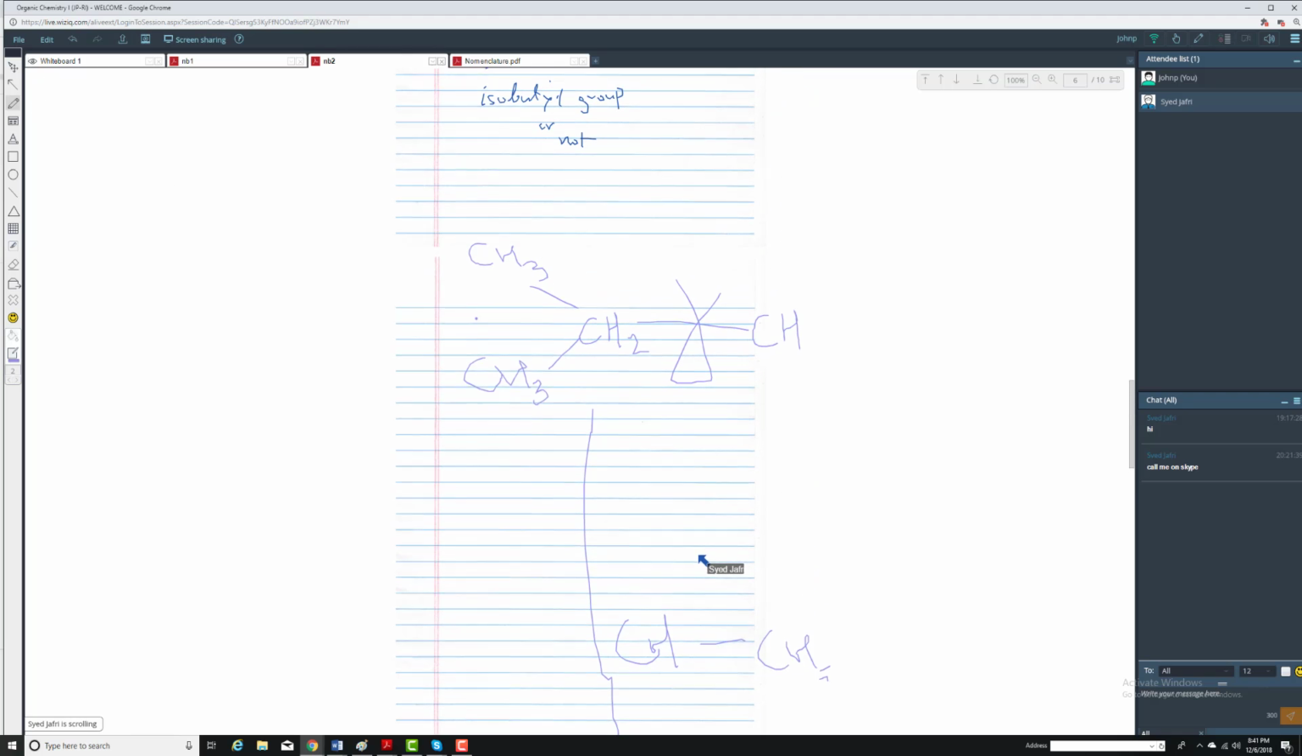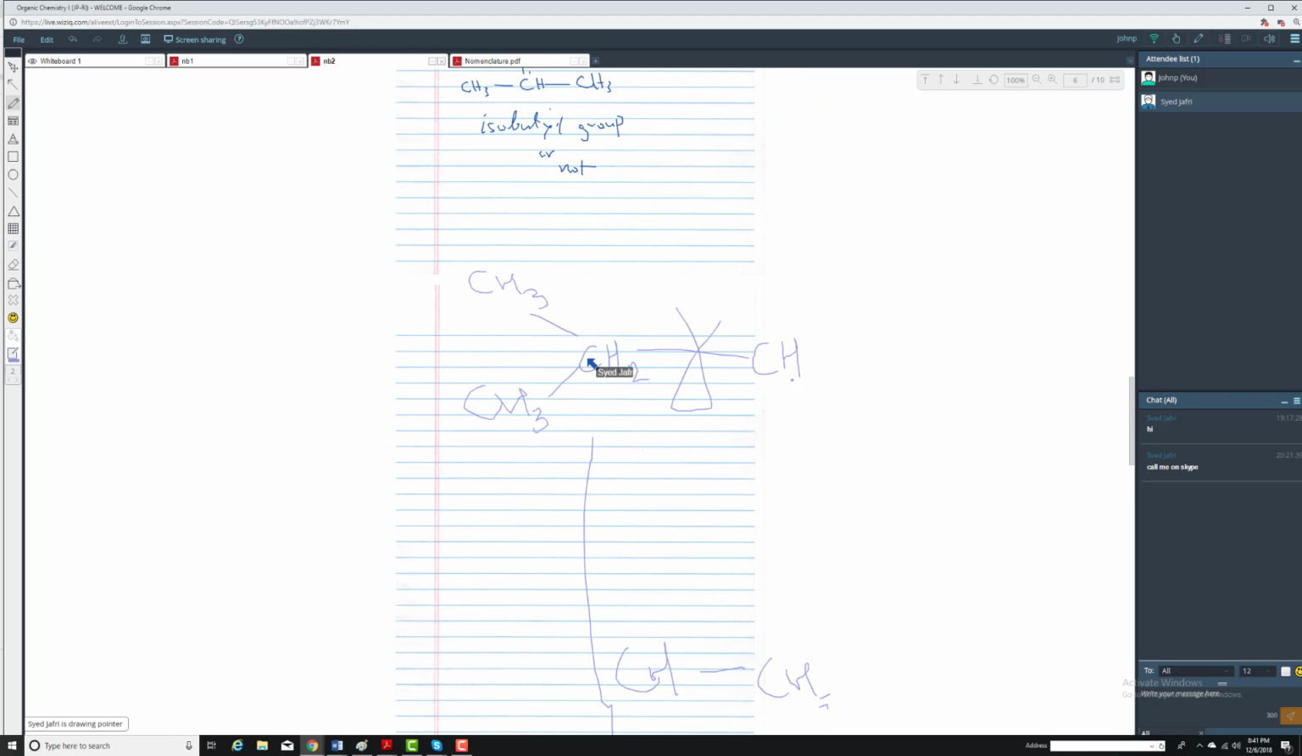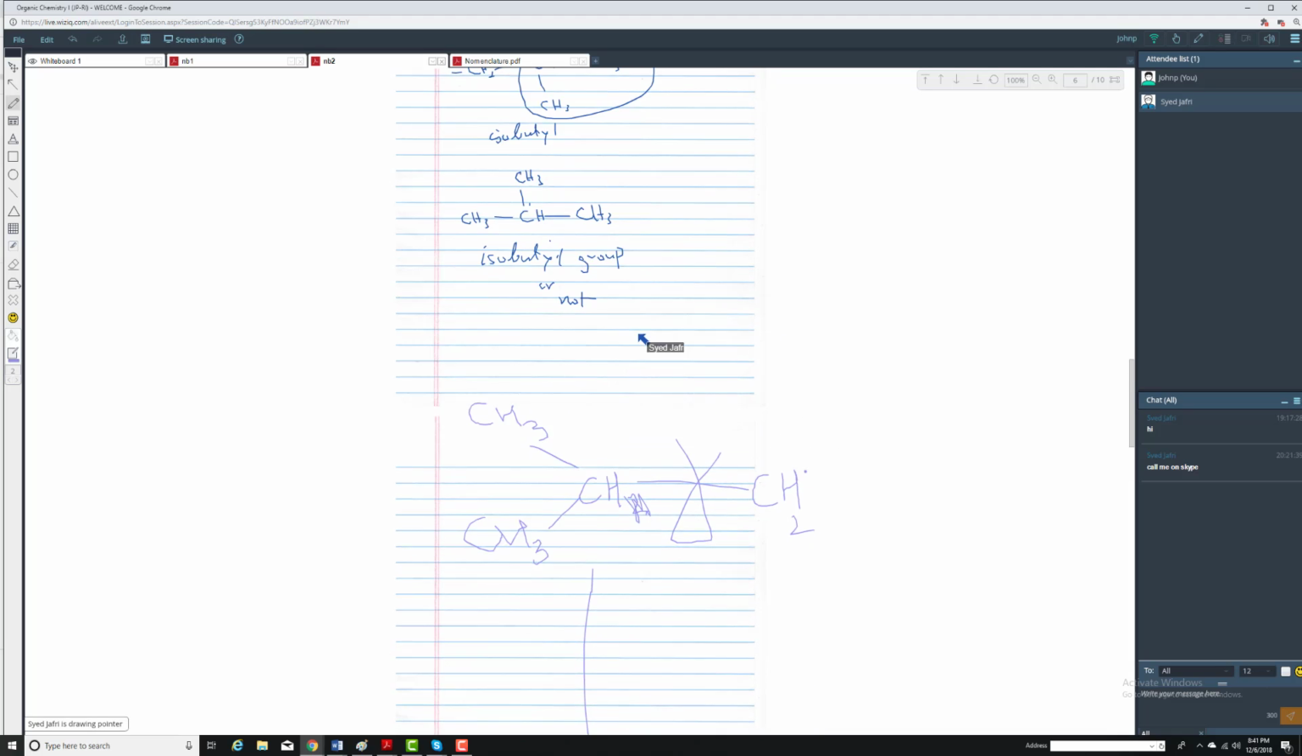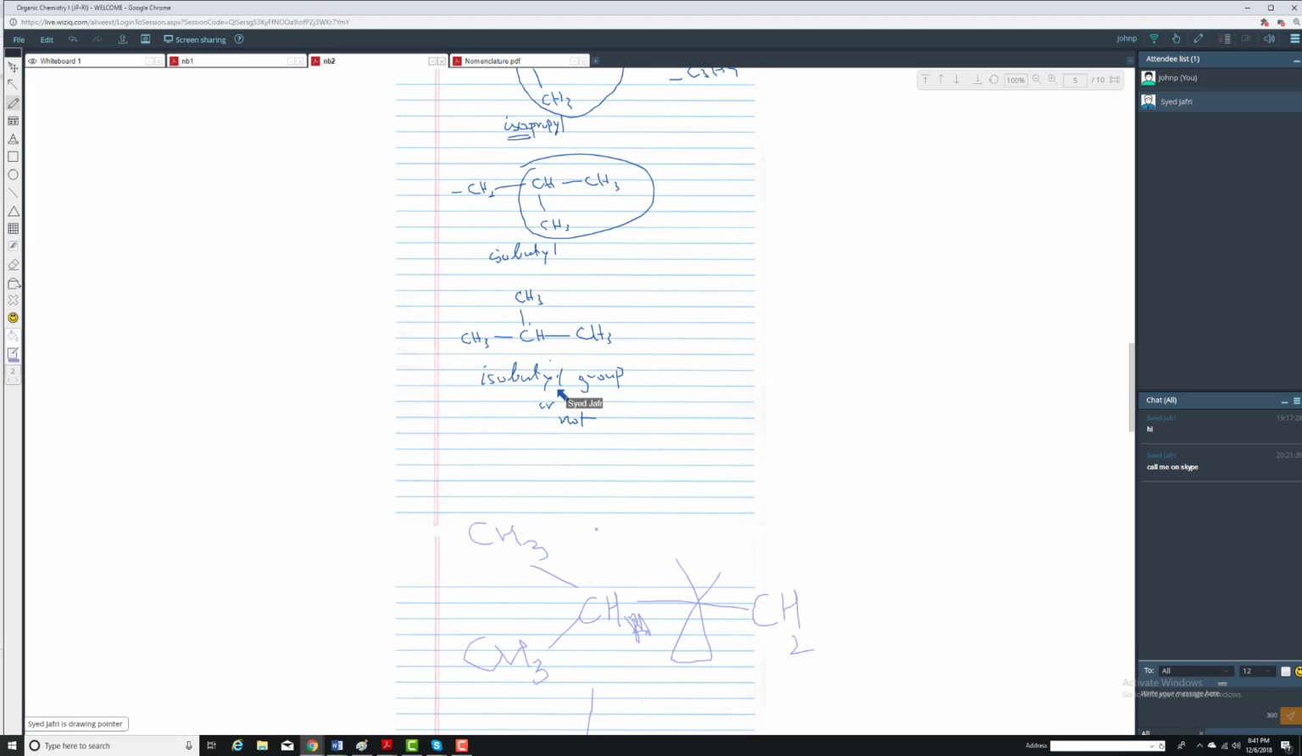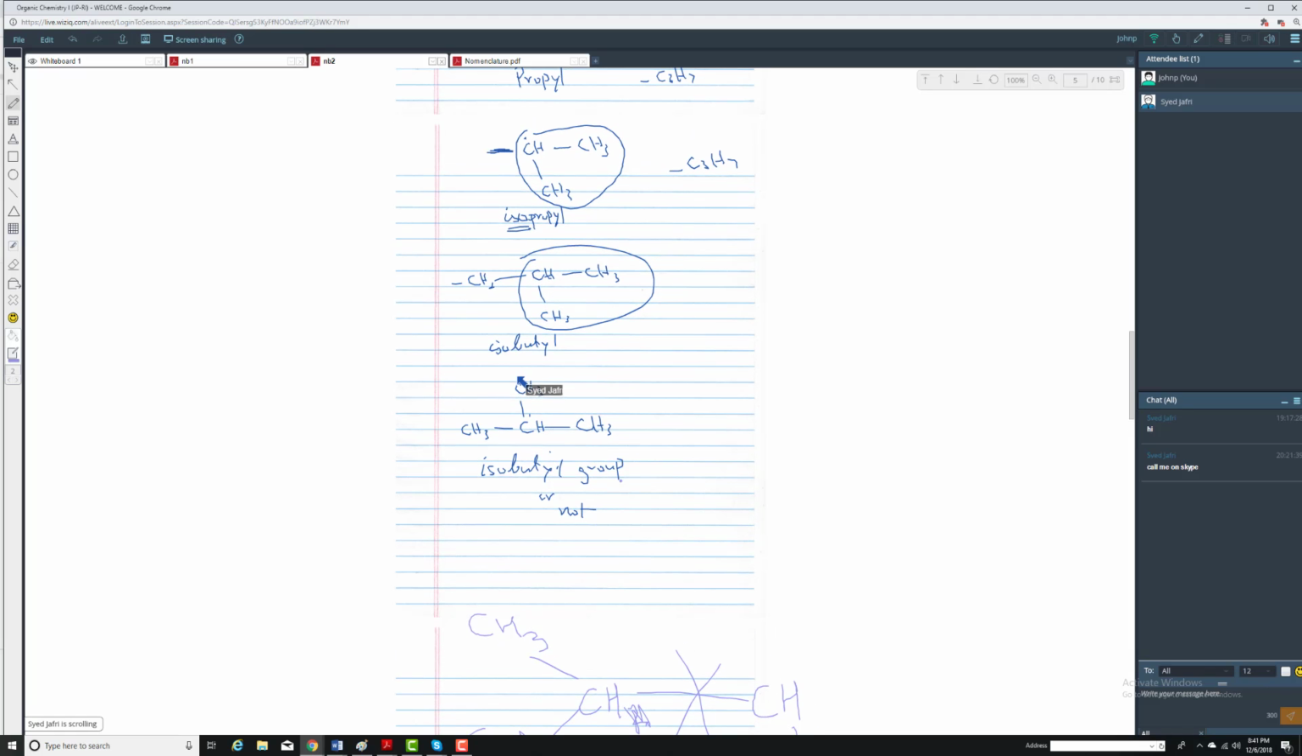The mistake is here, look. Let's take this one. It's making a little bit of a different bond. Two bonds with 2 hydrogen, 3, 4, 5. This is not possible. Now the one which I gave you here is not an isobutyl, because it does not contain this group, CH.